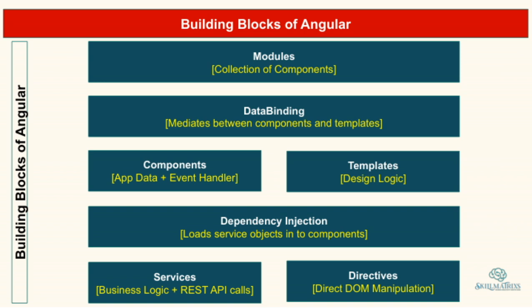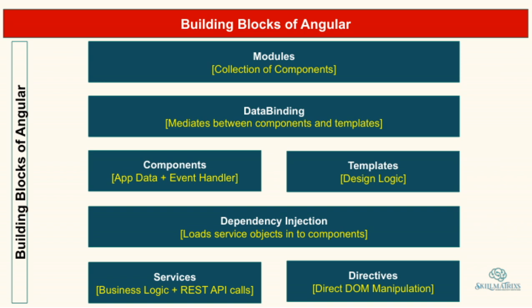Services handle the business logic and REST API calls. They keep our data operations separate from the UI, ensuring a clean architecture. Templates define the visual design and layout of our app, connecting the logic with the user interface. Finally, components serve as the core building blocks. They contain the app data and handle events, tying everything together into a cohesive application.